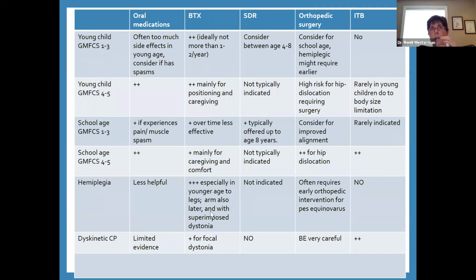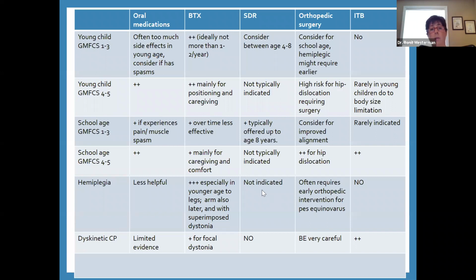But I also find that many of the hemiplegic patients, especially when they're in the second decade, get a superimposed dystonia of the arm. And that very specifically is responding actually quite nicely. But again, I could not find literature to really talk about this more specifically.